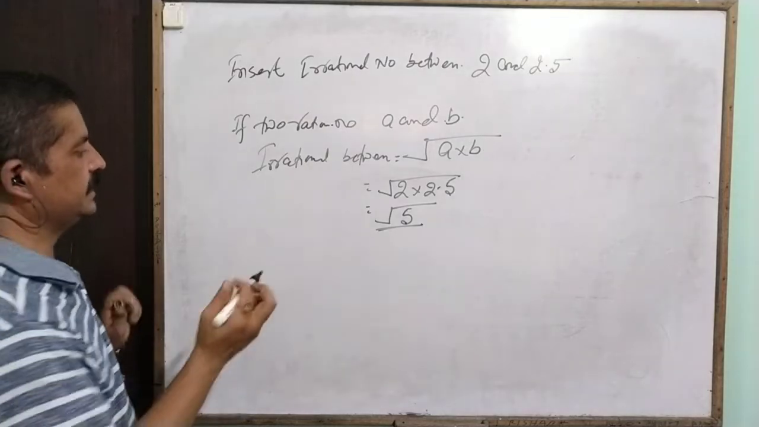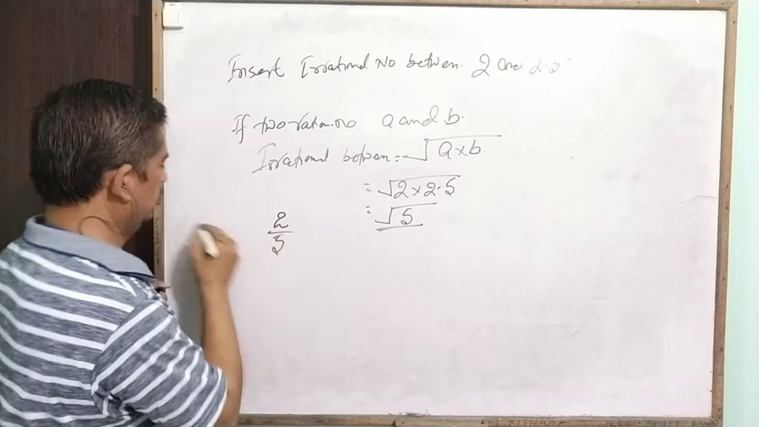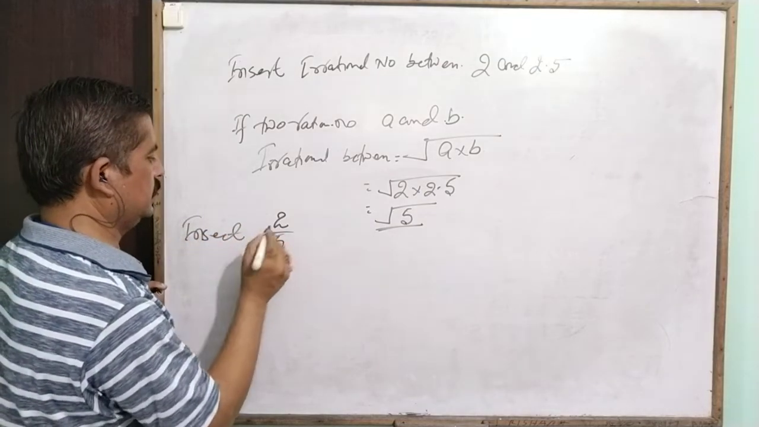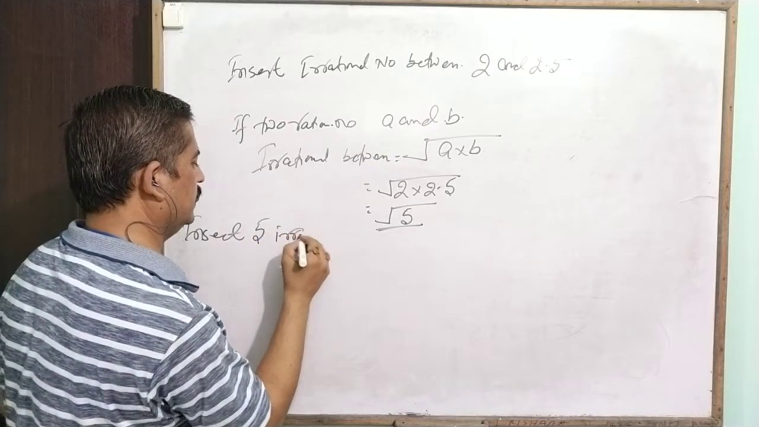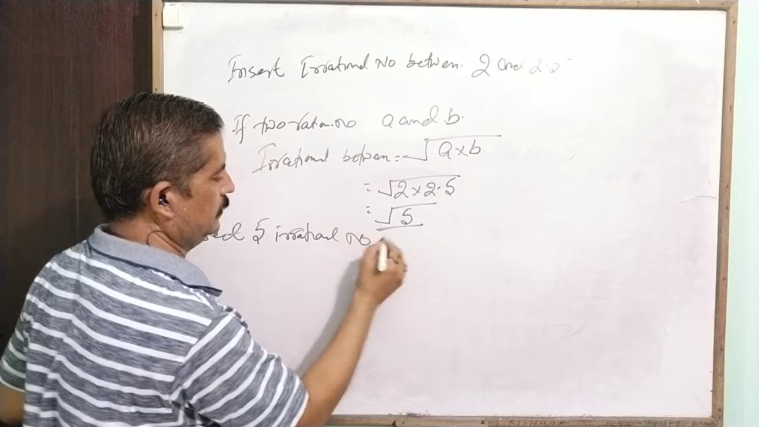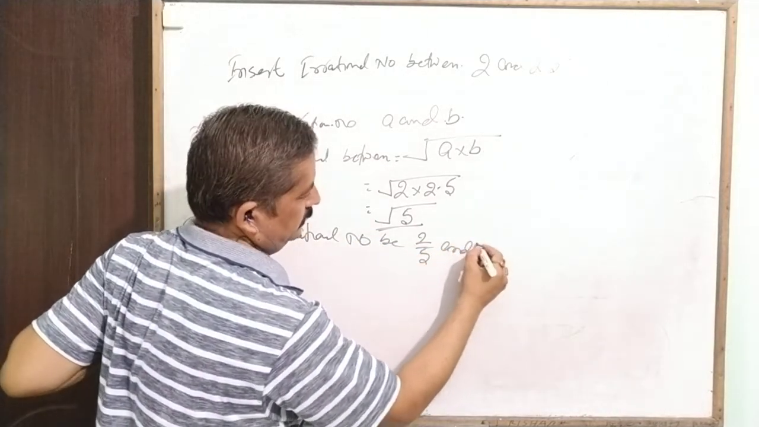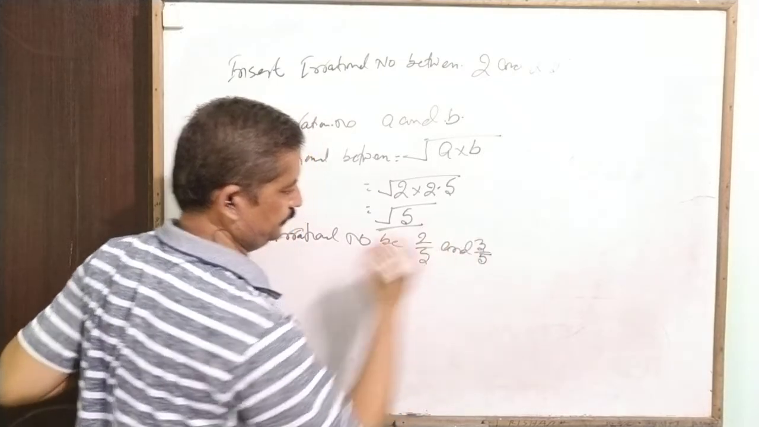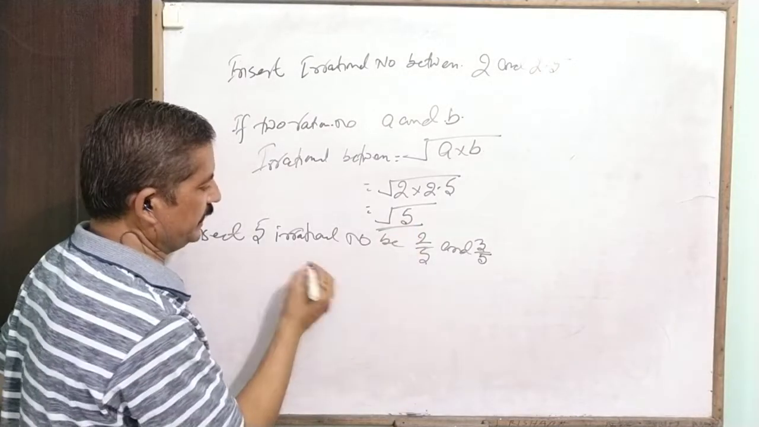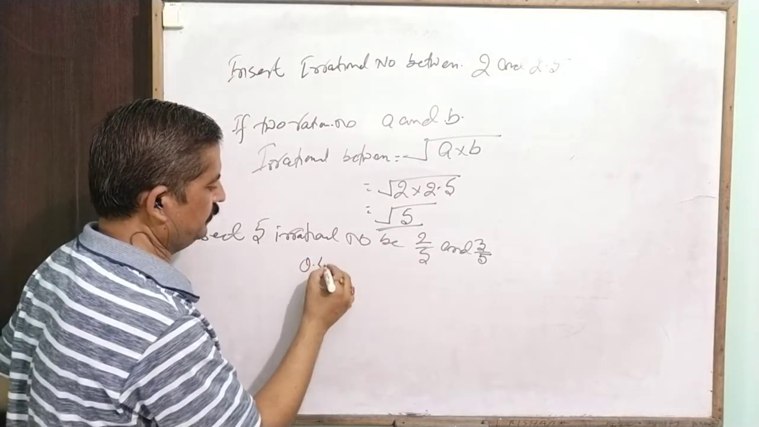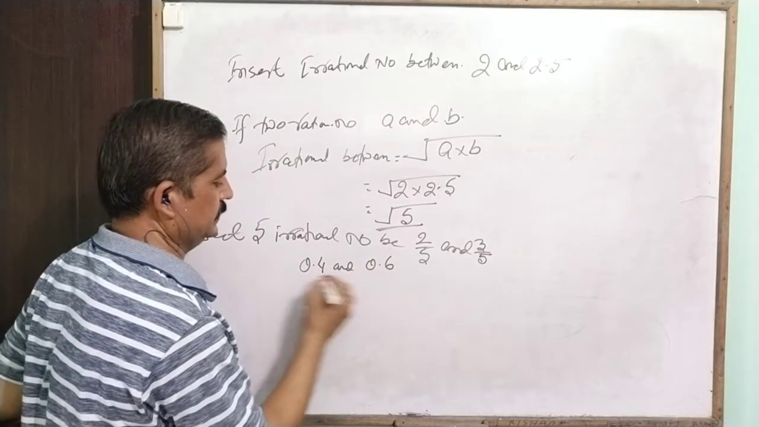Or if anyone says insert 5 irrational numbers between 2 by 5 and 3 by 5. So that is a very simple way. You just divide it. So 0.4 and 0.6.